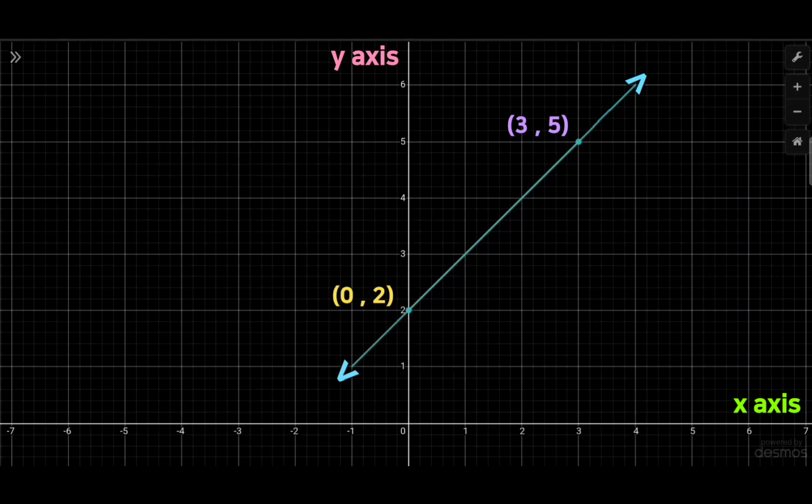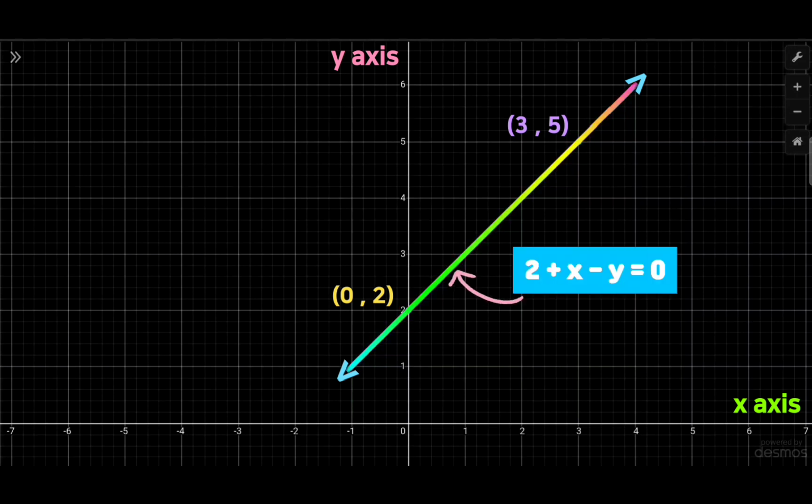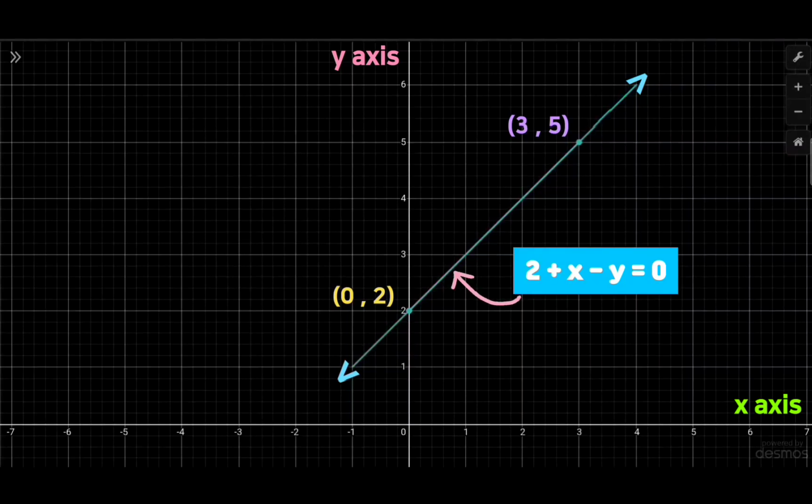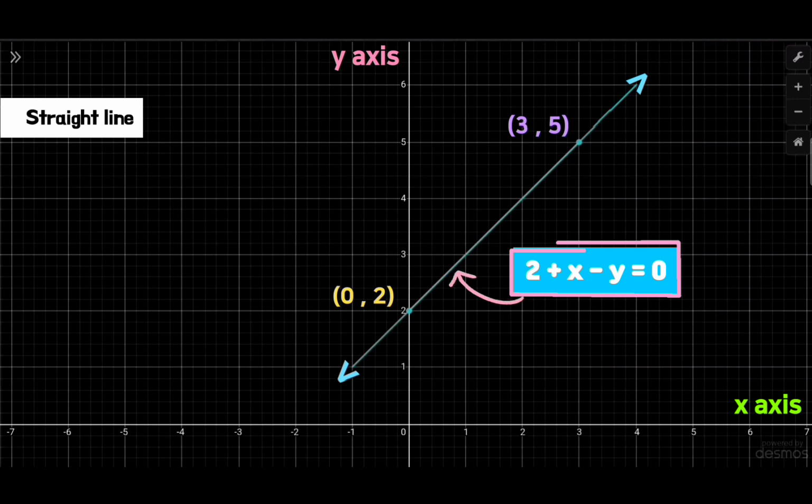Now we have got 2 points graphed, and since linear equation graphs are straight lines, 2 points is really all we need. So this is the graph of the linear equation 2 plus x minus y equals 0. It looks like a simple graph, but there are many things we can infer from it. First, the graph is a straight line. The graph of a linear equation will always be a straight line. No matter what linear equation you pick, the graph will always be a straight line.